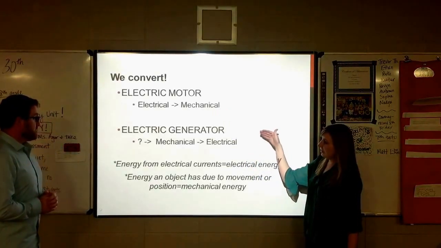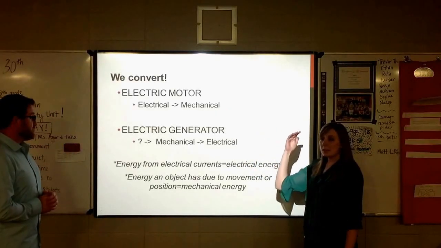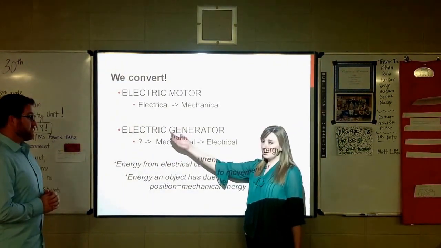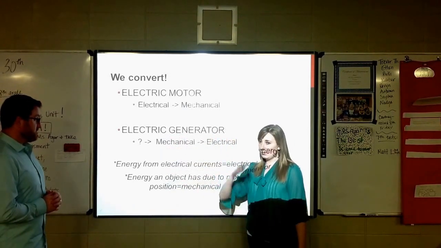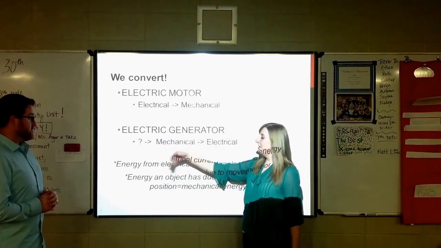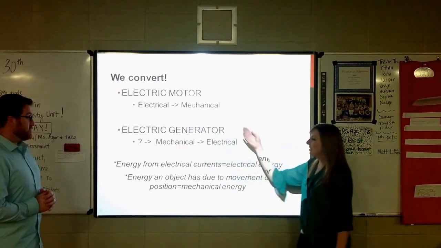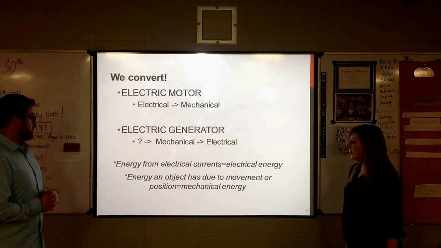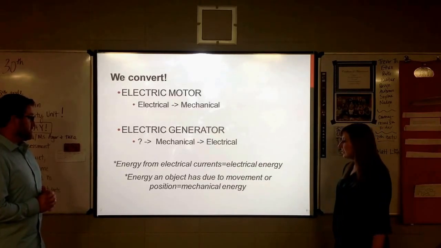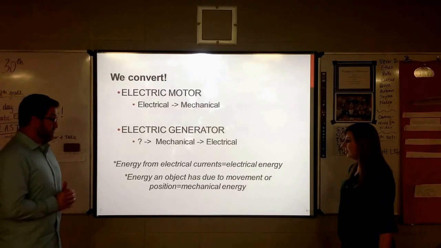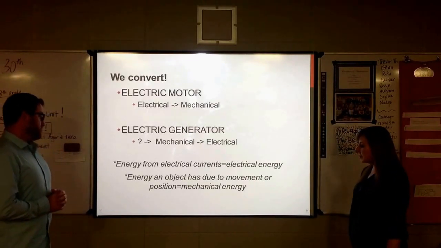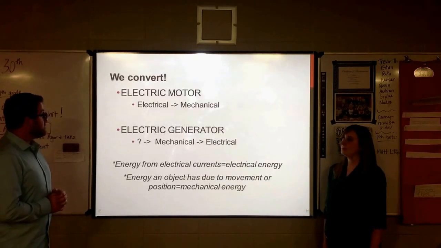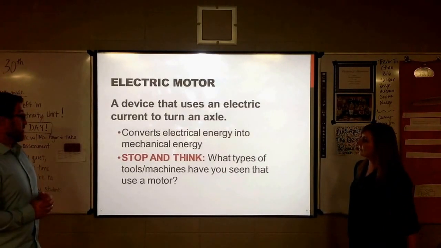Our other example, an electric generator, is where we take some sort of movement. It could be from a hydroelectric water wheel, or from a windmill, anything like that. Some sort of movement creating electricity for us. Remember that energy from electrical currents is just what we call electrical energy. And energy an object has due to its movement or position is mechanical energy.